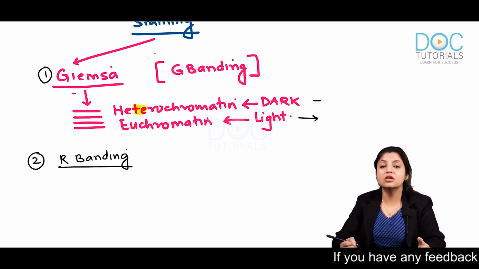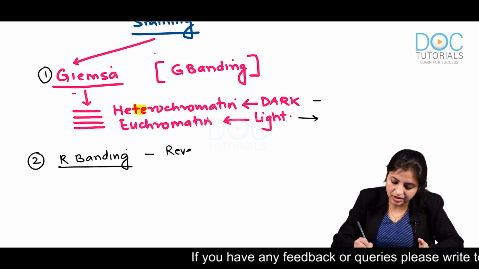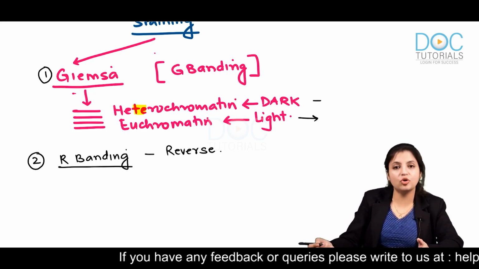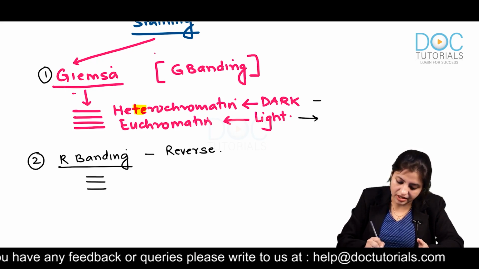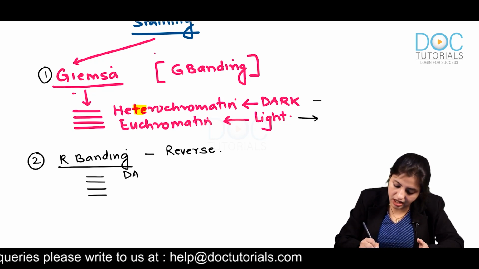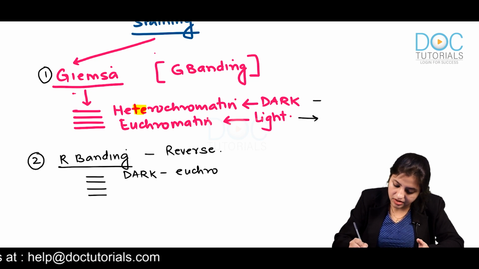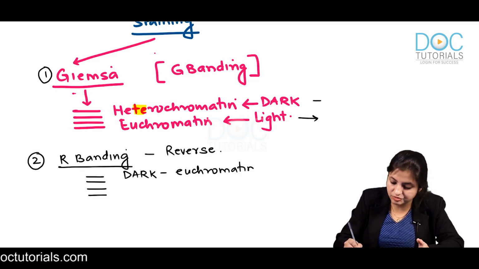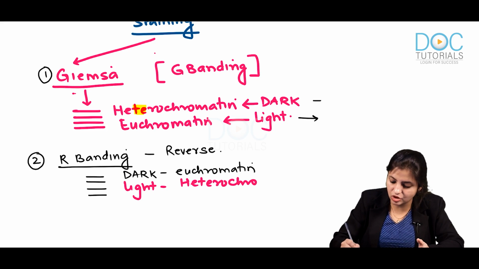What is R banding? Reverse banding. So whenever I am talking about reverse banding, here also you get light and dark areas, but it is the reverse of G banding. Here the dark areas correspond to euchromatin and light areas correspond to heterochromatin. So it's opposite.